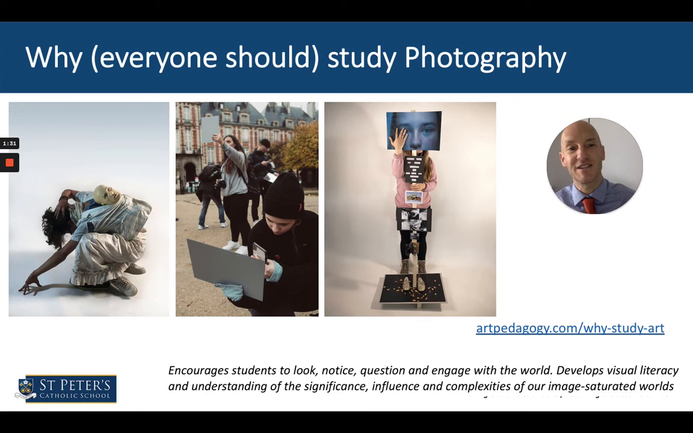And it's good for you. It's good for your well-being. It gets you out and about and it gets you collaborating. And they're real strengths of the course as well.